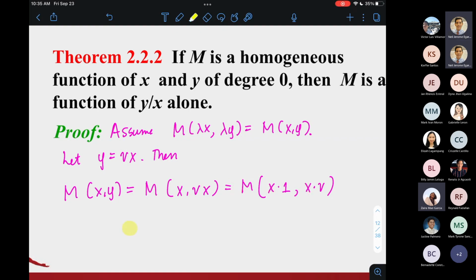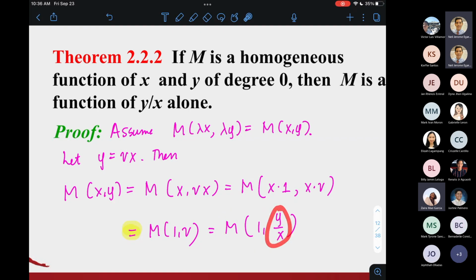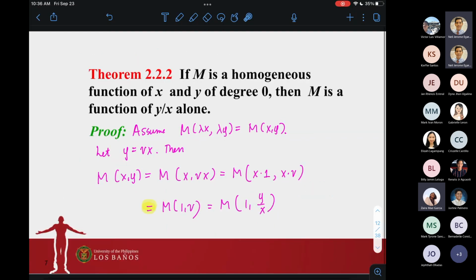Right? So essentially, by the homogeneity expression or equation, this is m of 1 comma v. But what is v? When x is not equal to 0, v is y over x. So, ibig sabihin, pag in-expand mo pala si m, kaya mo siyang isulat na ang variable lamang ay si y over x, which is as claimed in the theorem. Si m ay function lamang ng y over x. Yung first argument niya ay 1. That's a constant. So, it's not counted as a variable, right? So, ang variable lang talaga kapag ka homogeneous of degree 0 ay si y over x.